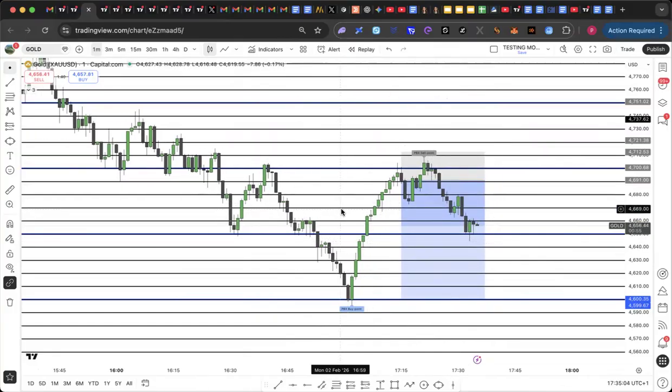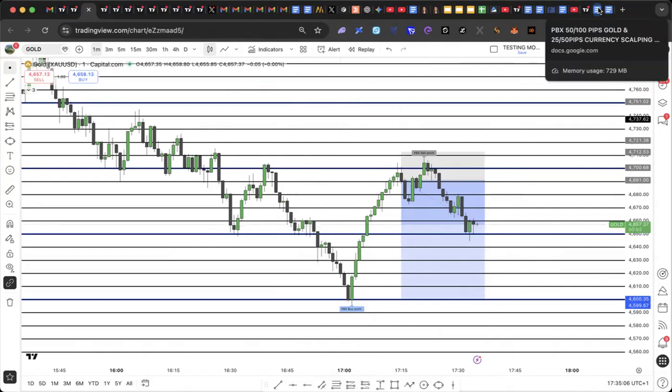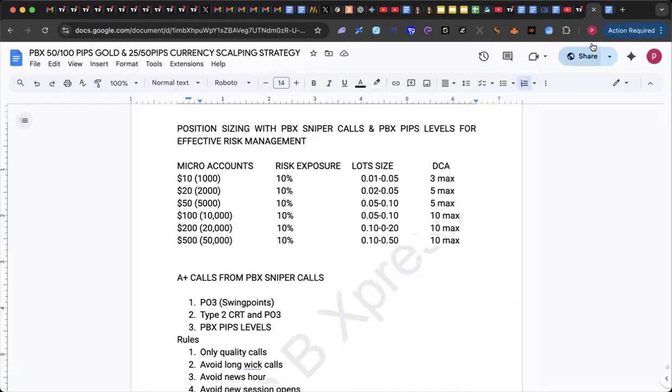So let's leave the scanner and go to the rules that you need to abide by. I want to teach you something that you may not have been aware of, especially those of us who are using the scanner with our micro account. Now, let's quickly start from position sizing and trading with this scanner.